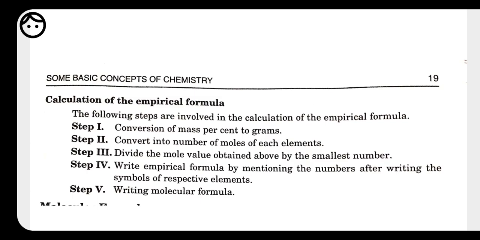Second, convert into the number of moles of each element. Third, divide the mole value obtained above by the smallest number. Fourth, write the empirical formula by writing the number after the symbol of the respective elements, and then you have to write the molecular formula. See how to calculate.